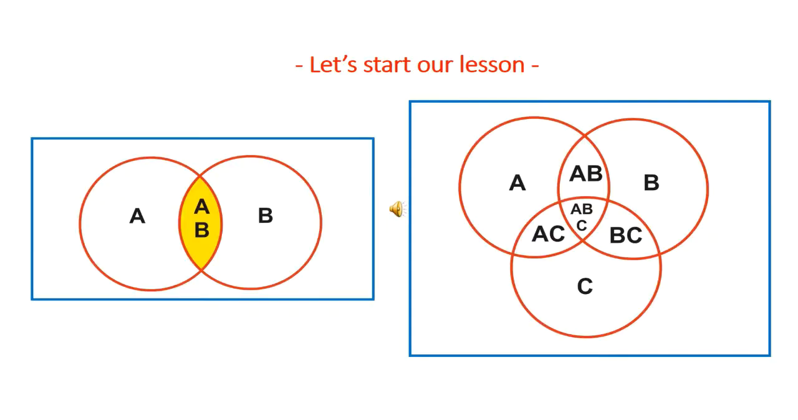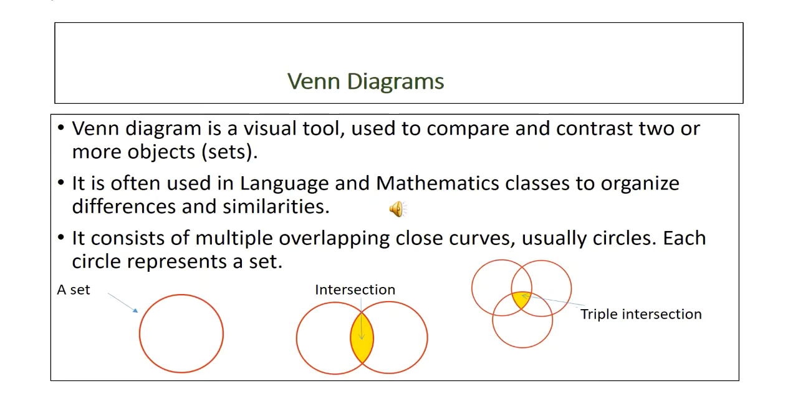Let's start our lesson. These are the Venn diagrams. I think you will get an idea about it by seeing these pictures. But what is really a Venn diagram? A Venn diagram is a visual tool used to compare and contrast two or more objects. We call them sets. It is often used in language and mathematics classes to organize differences and similarities.